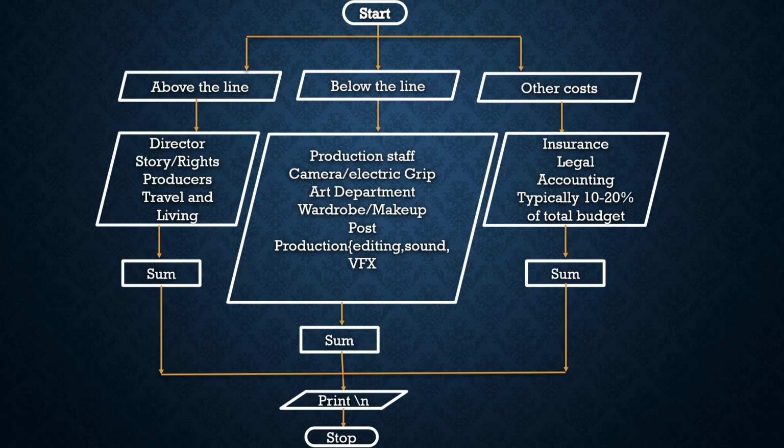And here is the flowchart of the cash flow. From the starting, as you know, above the line, below the line, other costs. In above the line, director, story writer, producer, travel, and living have their sum. And in the below the line, production staff, camera, electric grip, art department, wardrobe or makeup, post production, their money is going to be summed. And in other costs, insurance, legal, accounting, typically 10 to 20 percent of the total budget is summed. Now all the three are summed in one variable, and it's going to print and then stop.